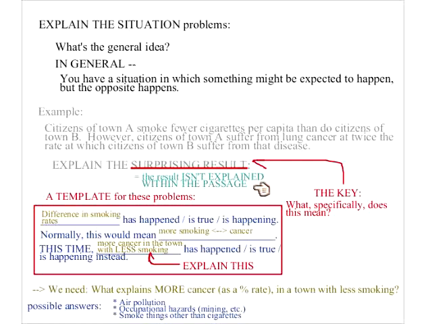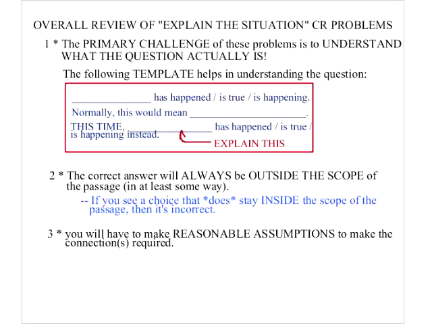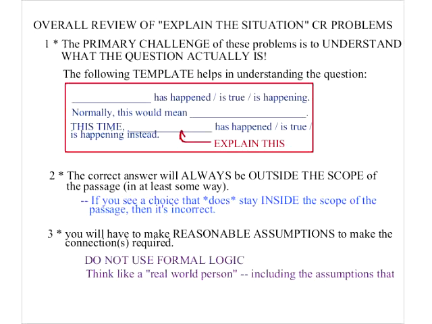Because remember, the question is which of the following could explain. It's not rigorous logical proof. So you're basically thinking like a real-world person. Do not think like a logician or a mathematician or anything like this. Do not use formal logic. Do not do Boolean. Do not put these problems through a NAND gate, if you know what that is. Don't do it. No formal logic. Instead, just think like a real-world person, including the assumptions that such people would make on the street.